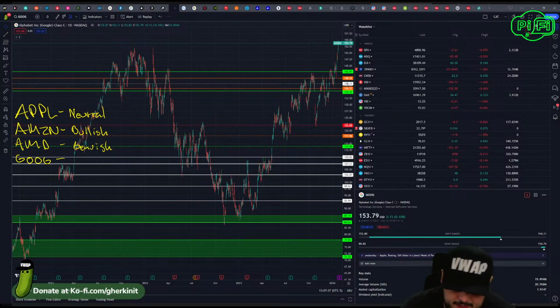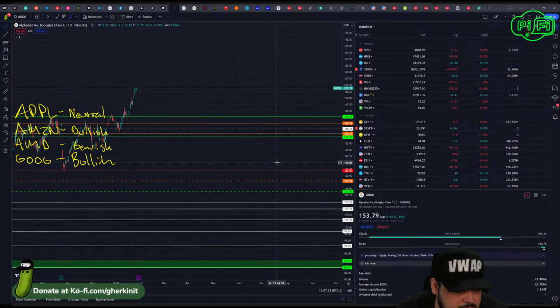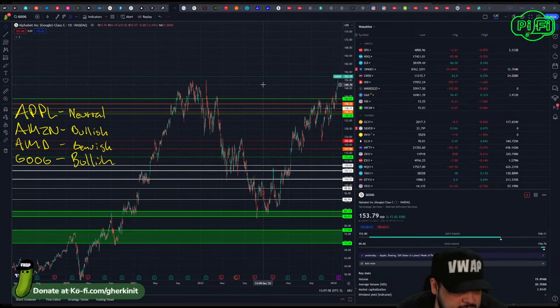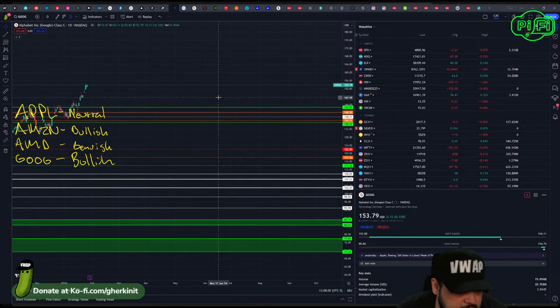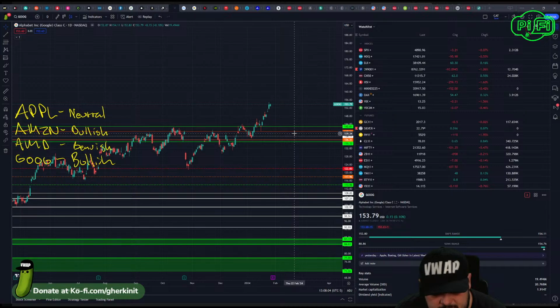I would say Google looks like people are expecting a pretty bullish outcome to earnings. This one is kind of in a weird spot, and I don't know if there's really anything worth playing on this. At least not pre-earnings.